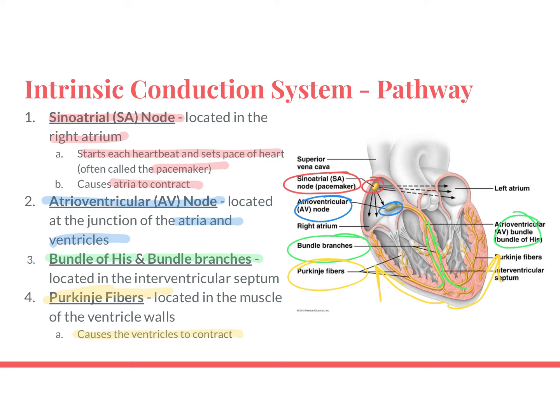So again, the signal starts at the SA node, travels to the AV node. If we wanted to number them, we could. So SA node would be 1, then it travels to the AV node, through the bundle of His and the bundle branches, and then through the Purkinje fibers. And the contraction occurs at the atria when the SA node fires. And then the contraction occurs at the ventricles when the Purkinje fibers get the signal.